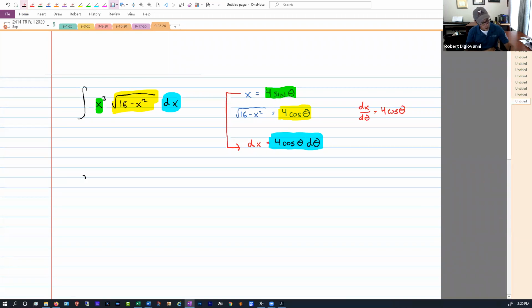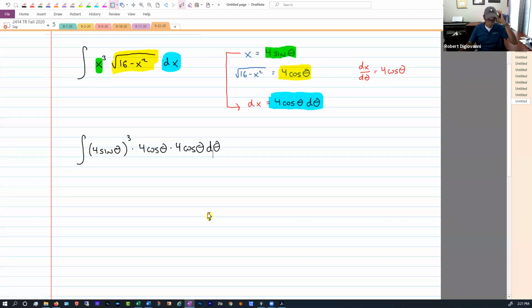Let's do it. Integral. The x is 4 sine theta. Still need to cube that. The square root part turns into 4 cosine theta. And the dx turns into 4 cosine theta d theta. Does everyone see all the pieces have been put together? We have taken this rather complicated algebraic integral involving square roots and x cubed, and we turned it into a trig integral, right? It's a trig integral now.